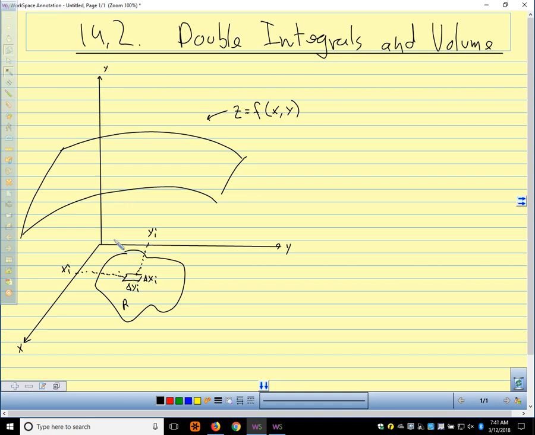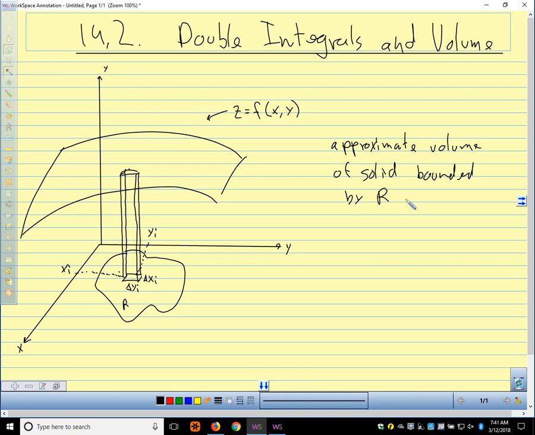And we're going to approximate the volume of these little prisms. So we have a little prism here. And what we're going to do is add the volumes of all of those prisms together. We're going to approximate the volume of the solid bounded by R, under z equals f of x, y, by summing the volume of these prisms.